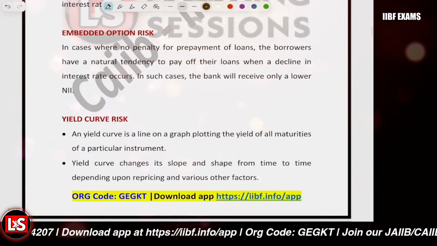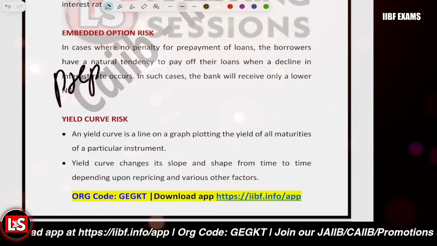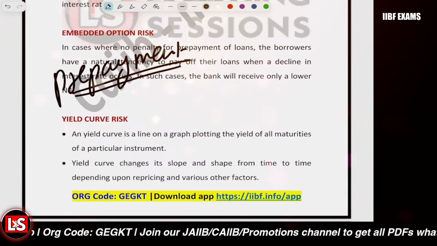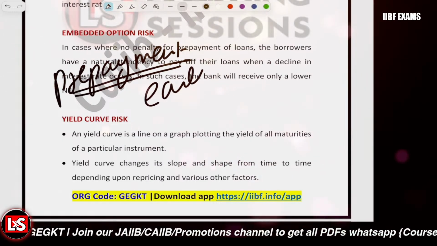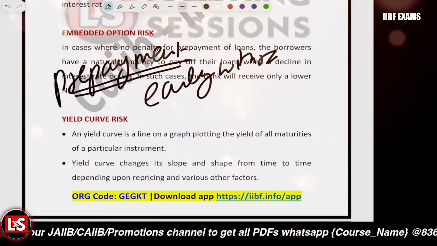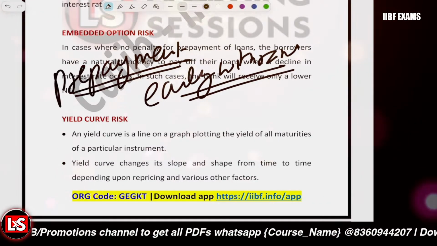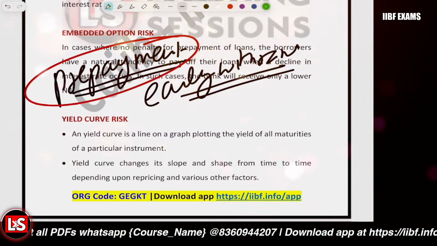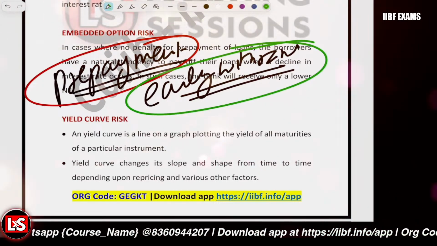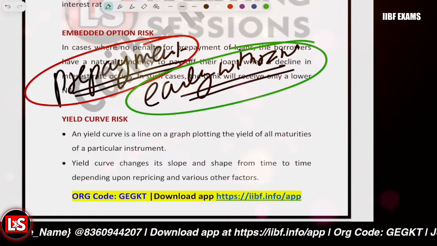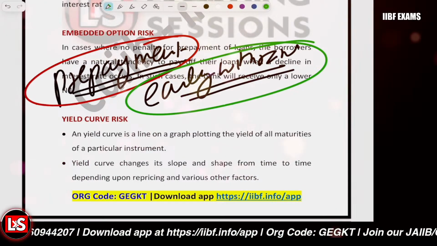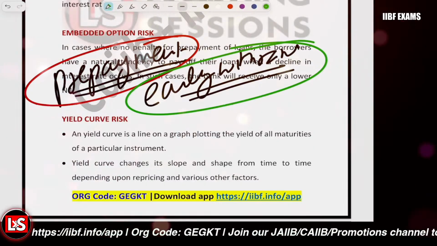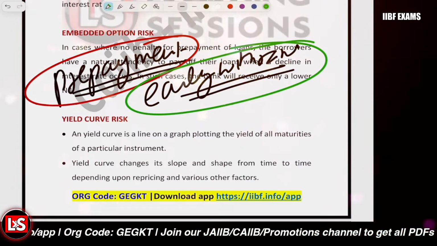Now, if there is, let's say, prepayment of the loan, right? Or let's say there is early withdrawal of the deposit. Those are the options which are available with the borrower and the depositor. So the borrower can be prepaying and the depositor can be early withdrawing the deposit. So in that scenario also the risk is imposed. Your overall earning will be reduced. Your overall net interest income will be reduced. So if the borrower prepays the loan, definitely the overall interest is reduced.